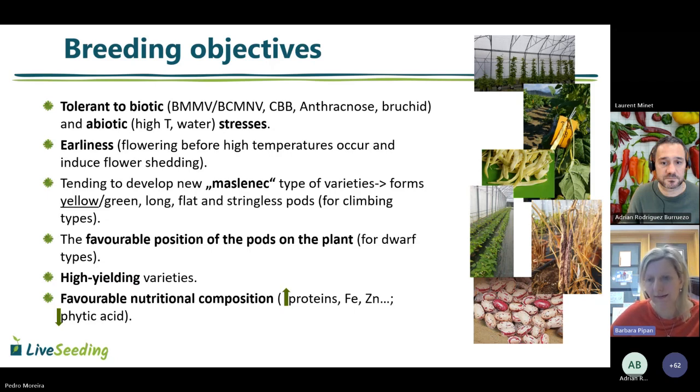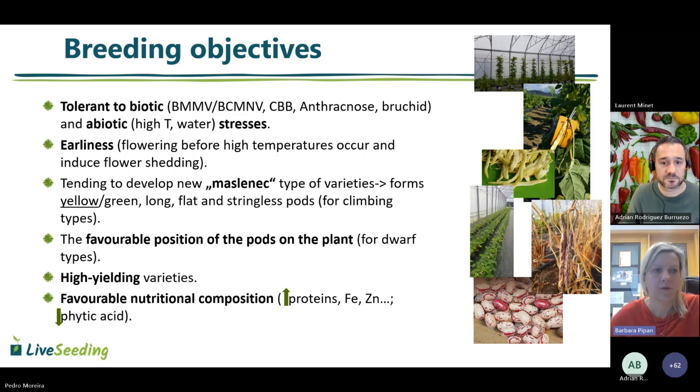Earliness is also very important in our breeding program, so that the varieties developed are early enough to avoid the high temperatures during flowering in the summer, which cause the flowers to drop from the plants. And if the flowers drop from the plants, there will be no yield in the end. So this is one of our main objectives as well.